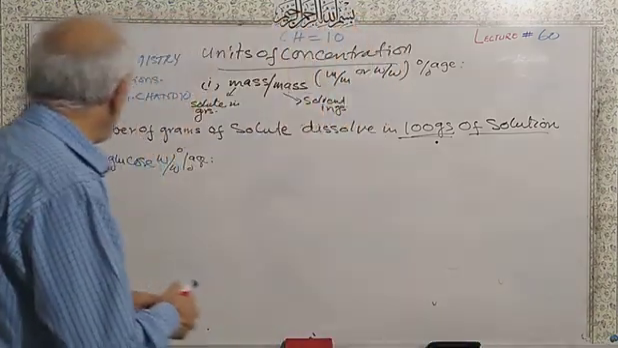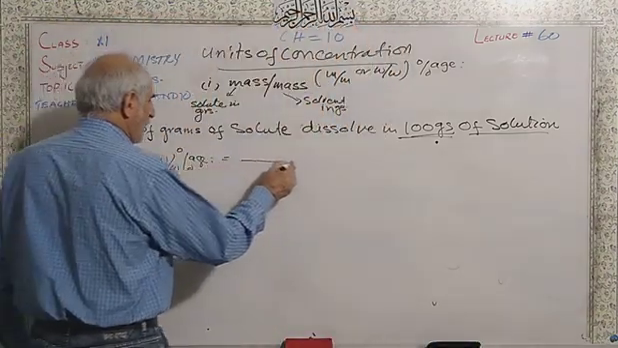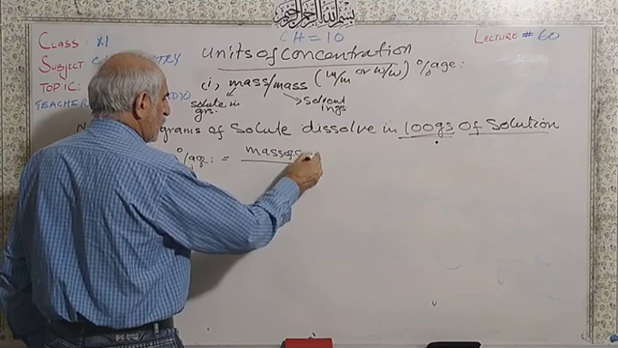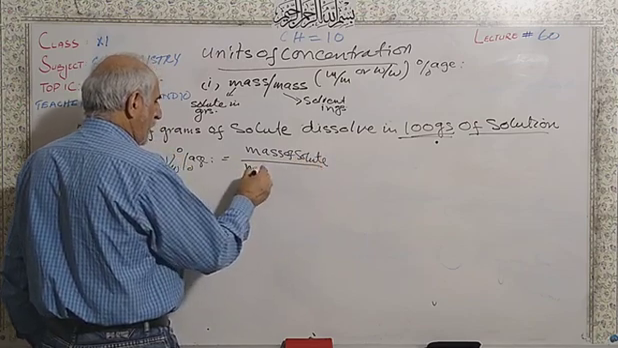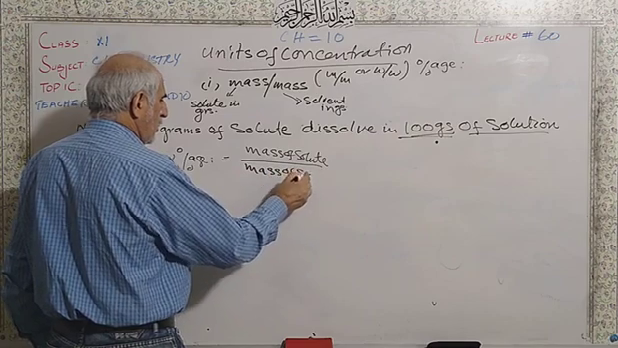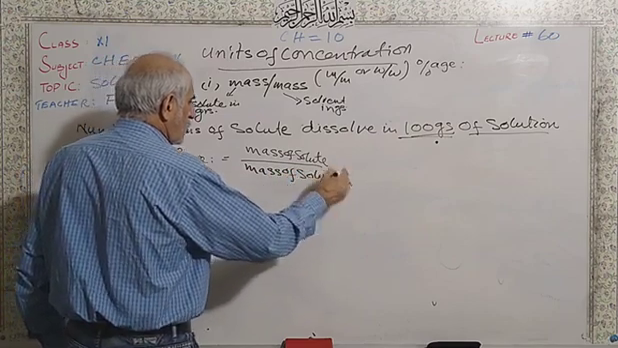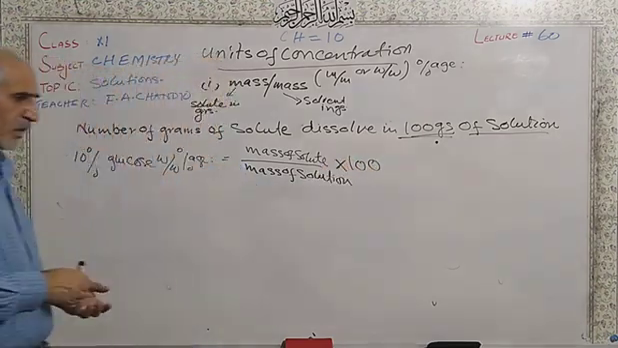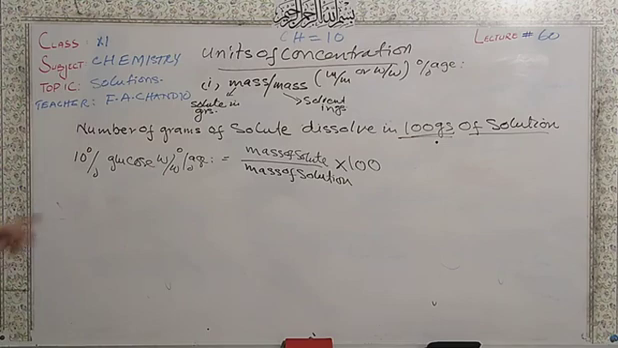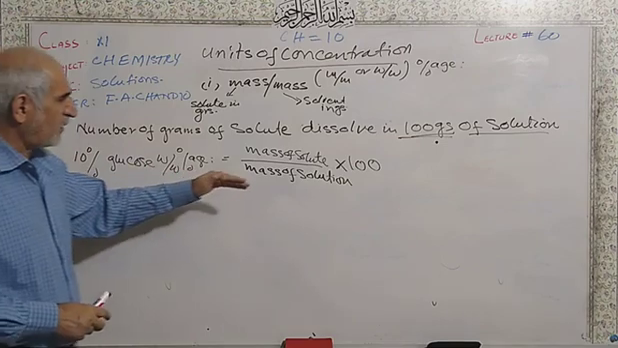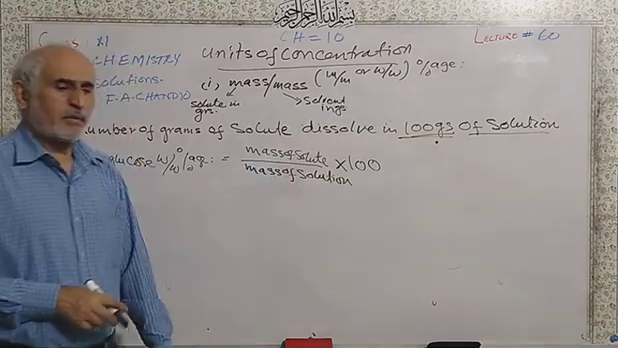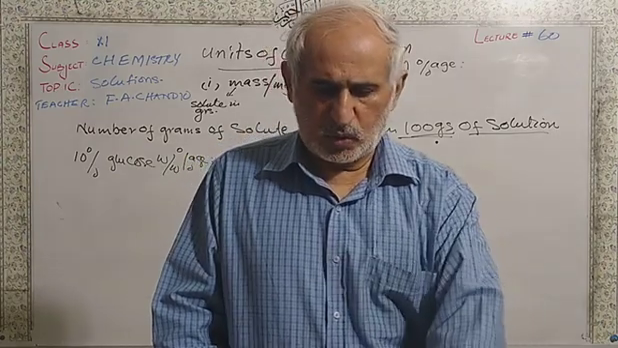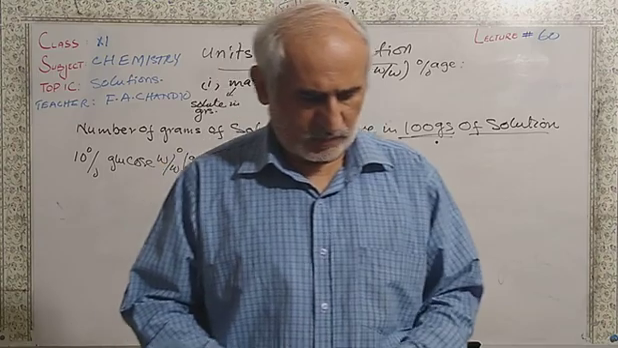So how are we going to calculate the percentage? The formula is: mass of solute divided by mass of solution multiplied by 100. Mass of solute 10 grams, mass of solution 100 grams, multiplied by 100, you will get the percentage composition of the W over W solution.